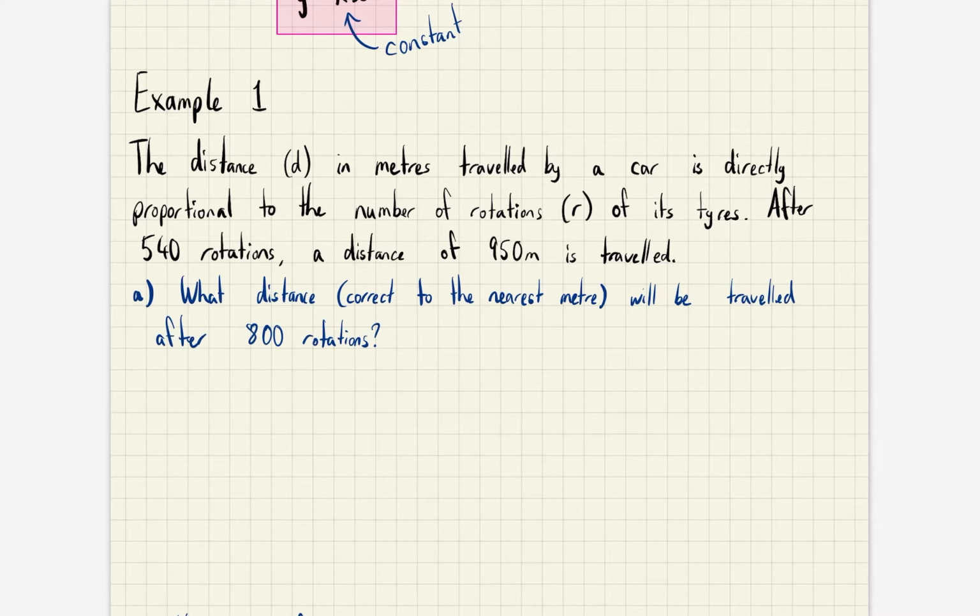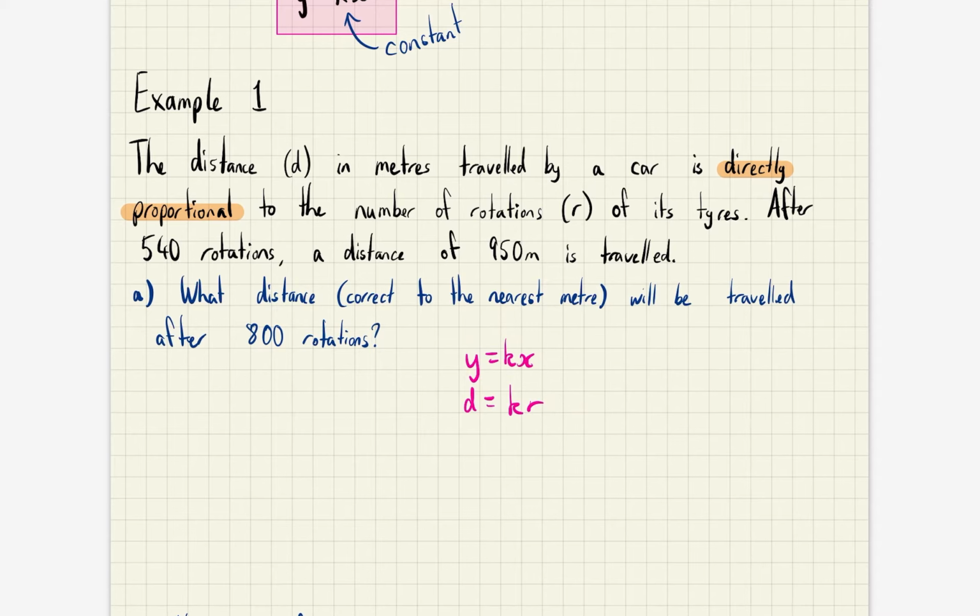Because it says directly proportional, that means we're involving a formula that involves y equals kx. You'll see it doesn't have y and x, instead it's got d and r. So when they say the distance is directly proportional to the number of rotations, that means the distance is equal to k times r. So we've got our general form here, and then this is specific for this question.